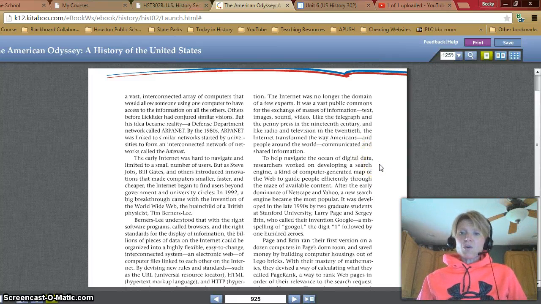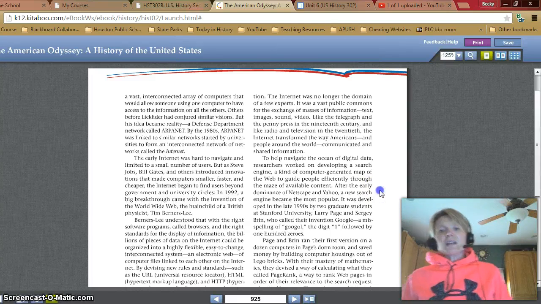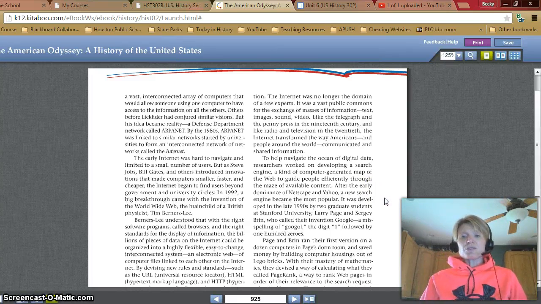To help navigate the ocean of digital data, researchers worked on developing a search engine, a kind of computer-generated map of the web to guide people efficiently through the maze of available content. After the early dominance of Netscape and Yahoo, a new search engine became the most popular. It was developed in the late 1990s by two graduate students at Stanford University, Larry Page and Sergey Brin, who called their invention Google, a misspelling of googol, the digit 1, followed by 100 zeros.